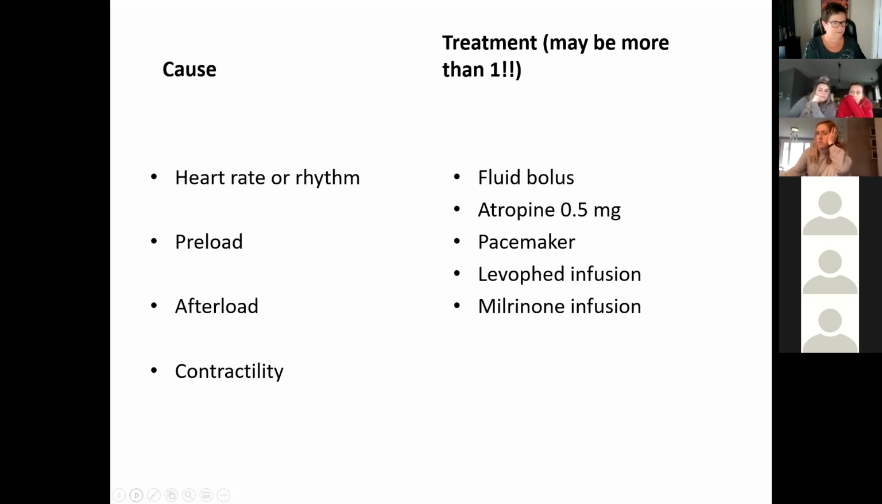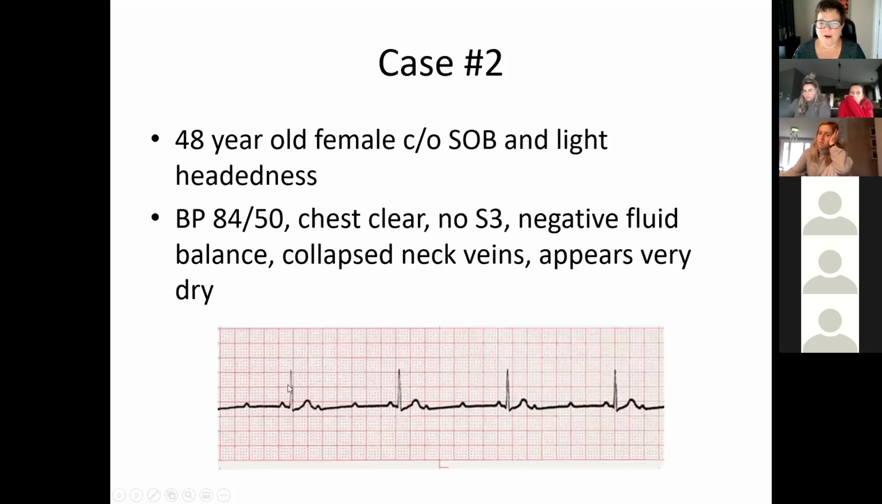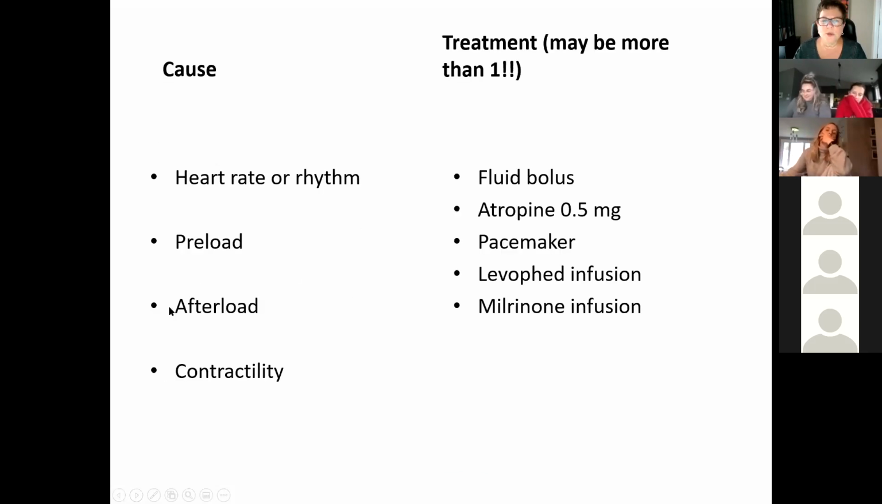Not enough preload. We think preload. So, not enough, so that's good thinking. So I actually think it's both. Heart rate and rhythm. So you see she's in a heart block here, 2nd degree type 2. My PR is constant. Heart rate is fairly low, but she's super dry. So a fluid bolus certainly sounds like an option.